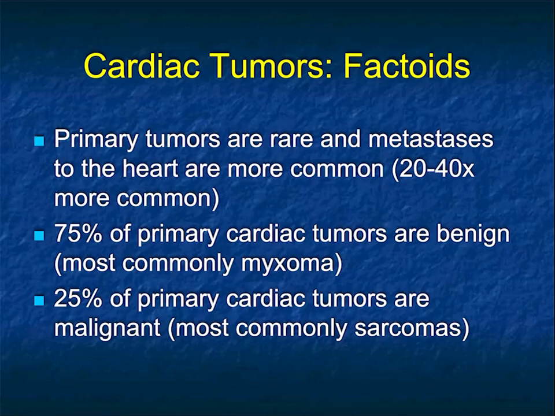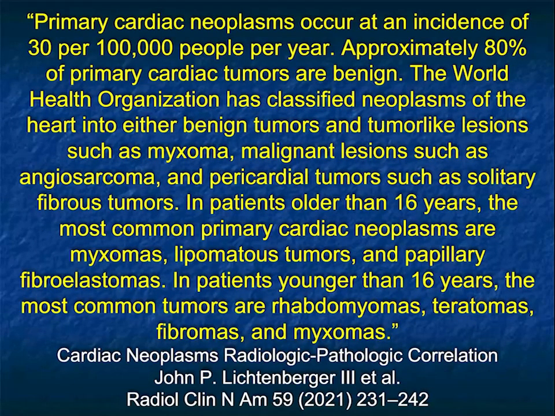75% of primary cardiac tumors are benign. Most commonly, they're myxomas. And 25% of primary cardiac tumors are malignant, and the most common are sarcomas. A good example might be an angiosarcoma. Now, the incidence is about 30 per 100,000 people per year. And as I mentioned, the majority of these are going to be benign.